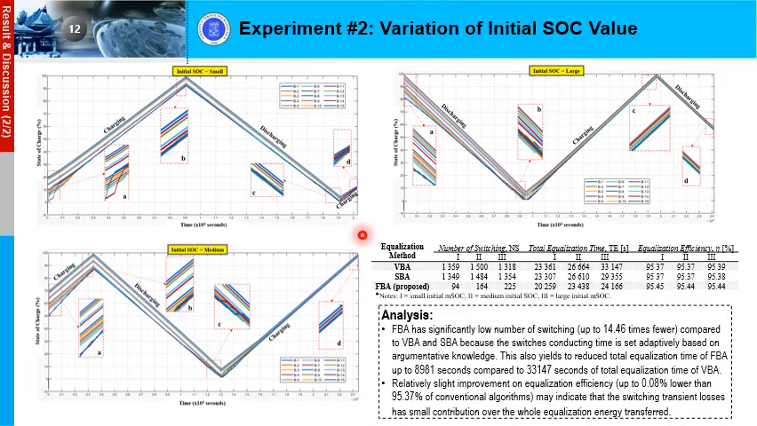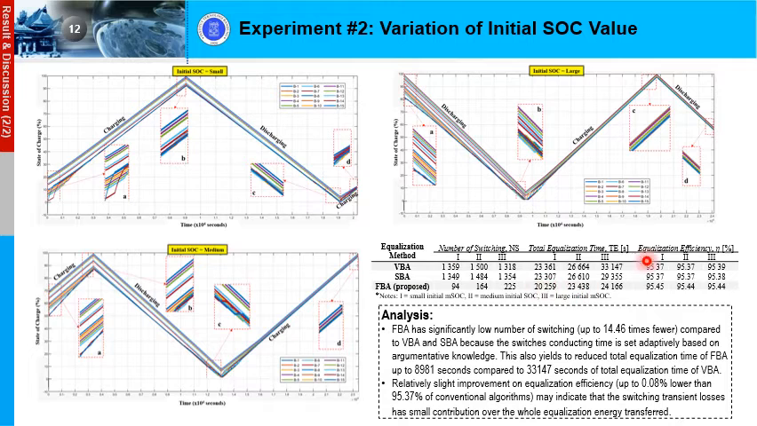And then for the second experiment, we do the variation of initial state of charge value into small value, medium initial value, and large initial value. We also do this variation into previous algorithms: voltage-based algorithm, state of charge-based algorithm, and proposed fuzzy-based algorithm.